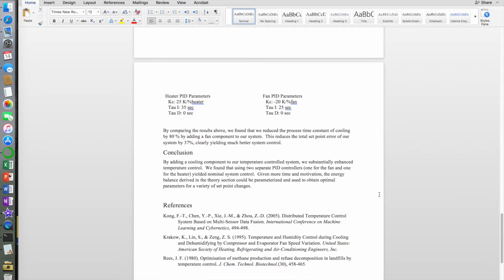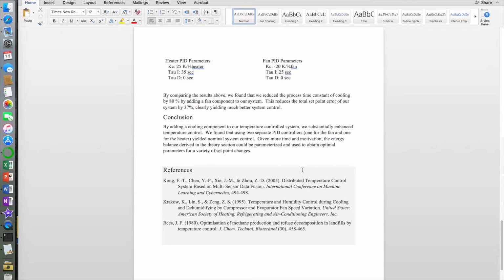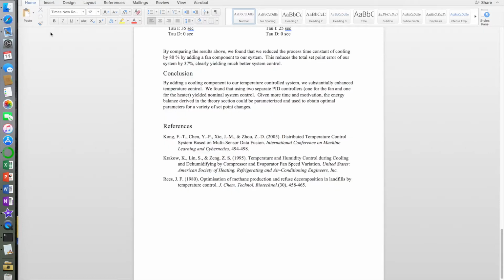In conclusion, we were able to substantially enhance our temperature control upon adding a cooling component, or the fan, and we found that the two separate PID controllers yielded nominal system control. If we were able to spend more time on this project, we would be able to perhaps parameterize the energy balance that was derived in the theory section and use that to obtain optimal parameters.